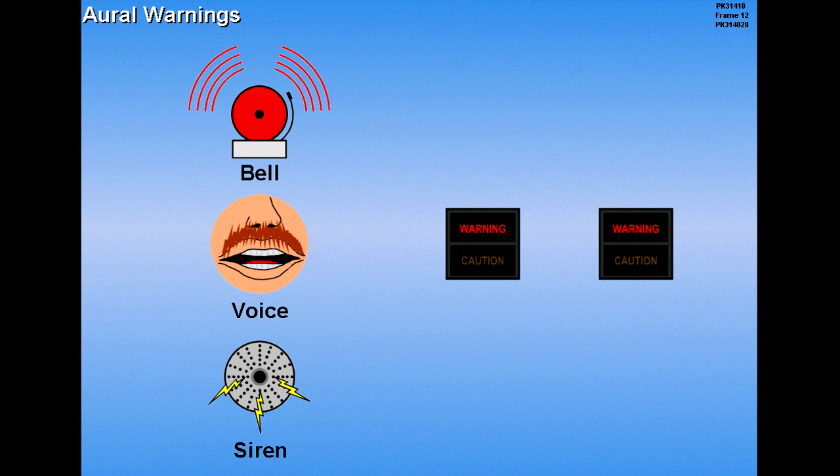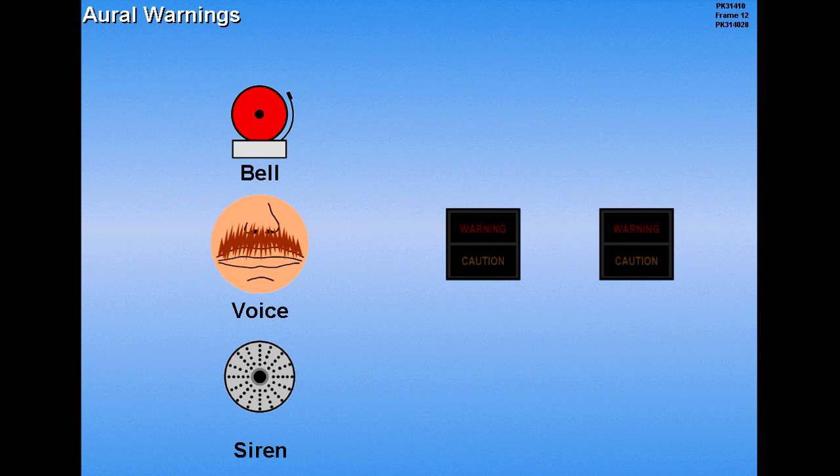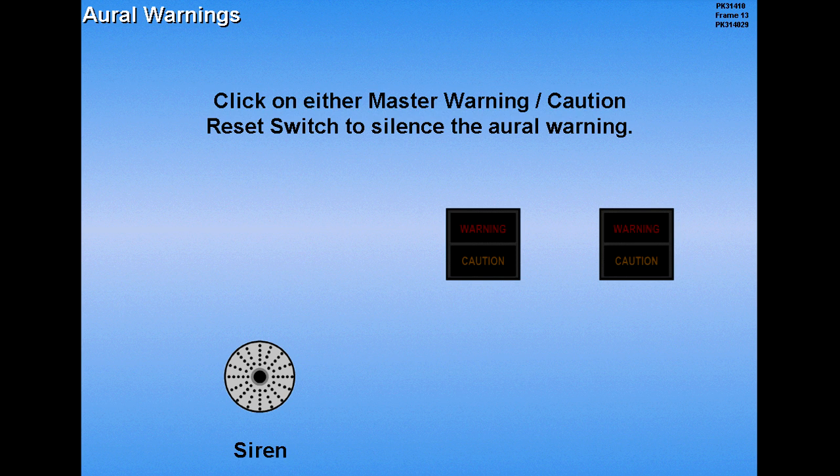Certain aural warnings can be silenced by pressing either of the master warning caution reset switches. Click on either master warning caution reset switch to silence the aural warning.